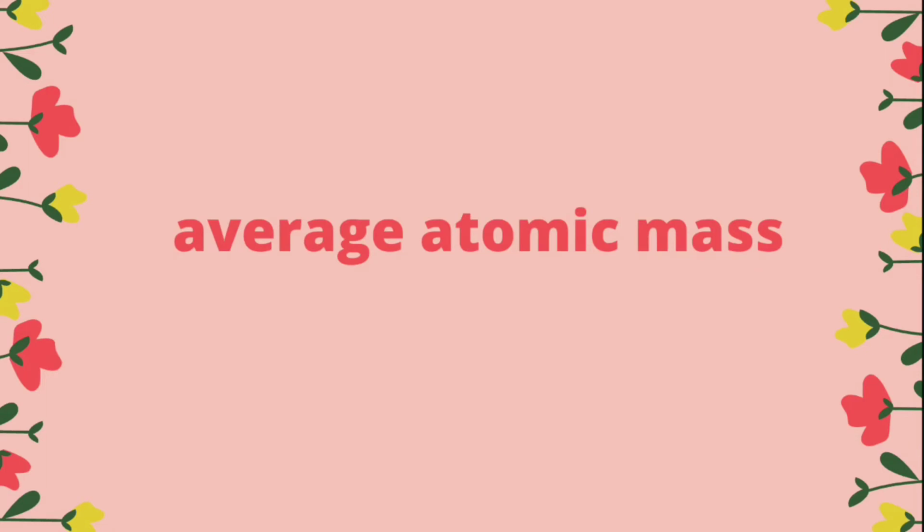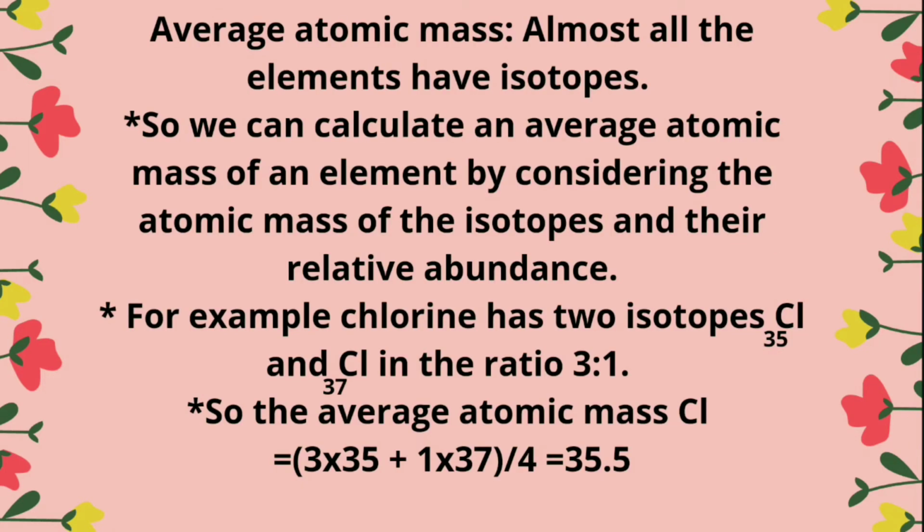Average atomic mass. Almost all the elements have isotopes. So, we can calculate an average atomic mass of an element by considering the atomic mass of the isotopes and their relative abundance. For example, chlorine has two isotopes, that is 35 and 37 in the ratio 3:1. So the average atomic mass of chlorine is equal to (3 into 35 plus 1 into 37) by 4, is equal to 35.5.